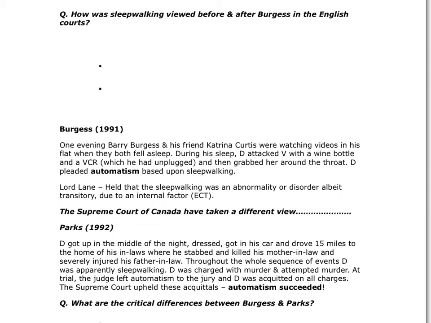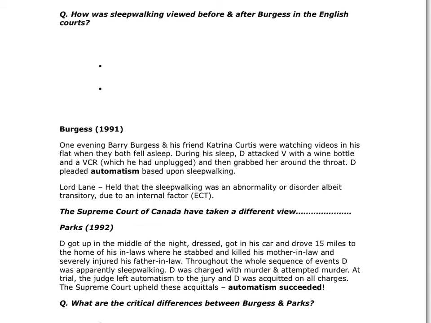However, post-Burgess, i.e. after Burgess, the law seems to be that insanity is the relevant defence. And that's a problem. No doctor in the world would agree that insanity should be the relevant defence for sleepwalking. No doctor.